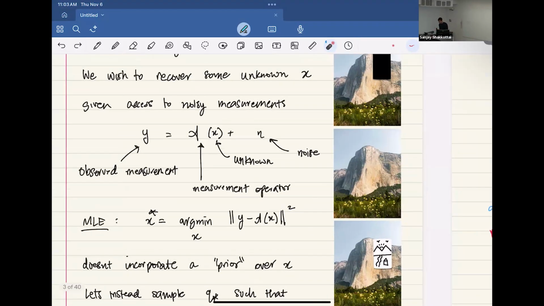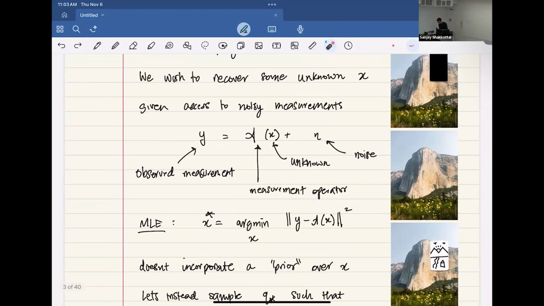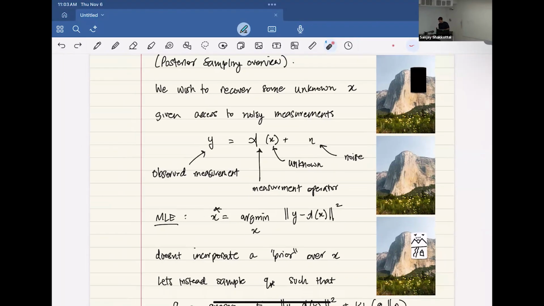And here's an example, just to explain why this is a Bayesian style problem. Suppose that this was my ground truth image. I have a picture of a cat, and I give you a measurement which is the whole image, but I black out some rectangle. And maybe I put some noise in it.